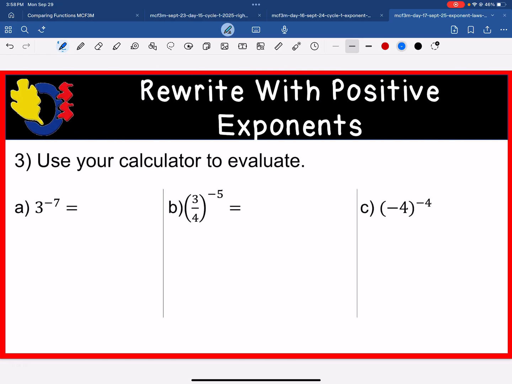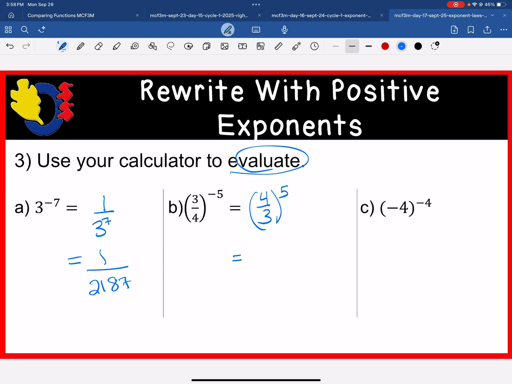All right, so this one here, this time we're also going to evaluate. So 1 over 3 to the exponent 7. So 1 over, and then I'm going to calculate 3 to the exponent 7. That's 2,187. All right, next I'm going to invert my fraction, so 4/3 to the exponent 5.